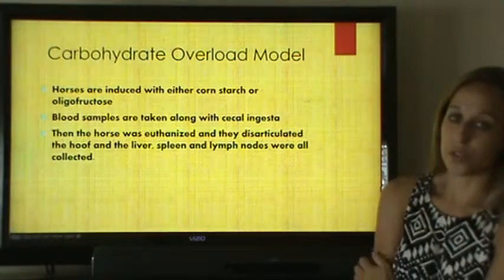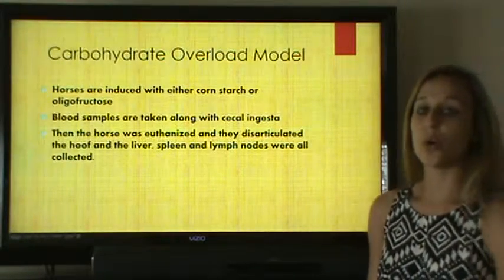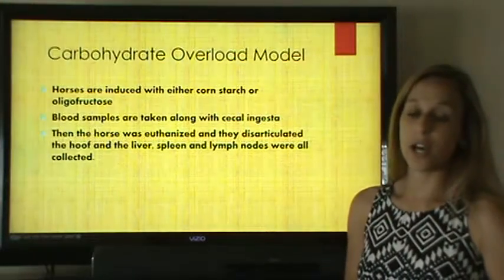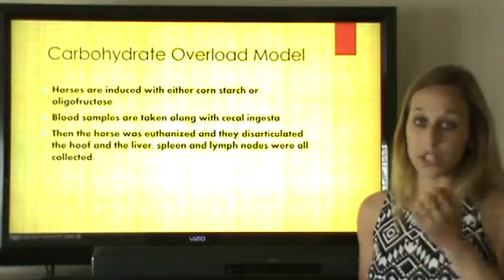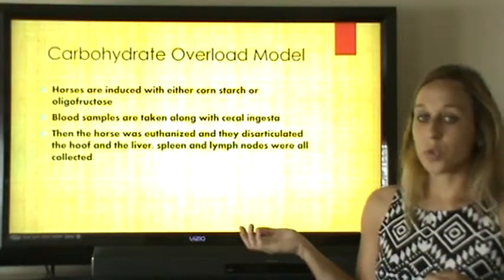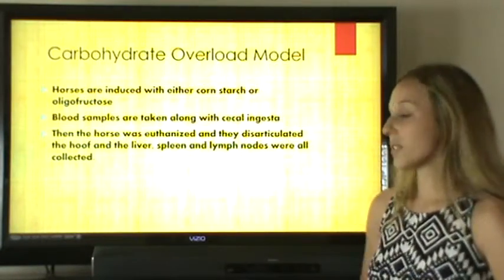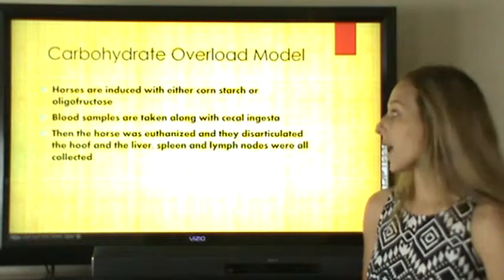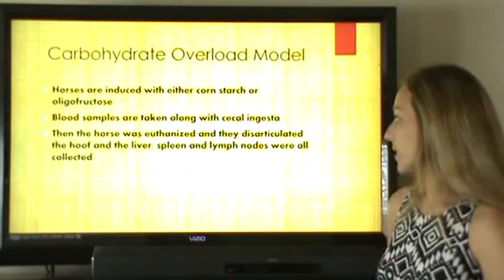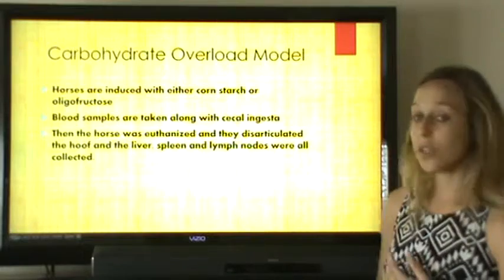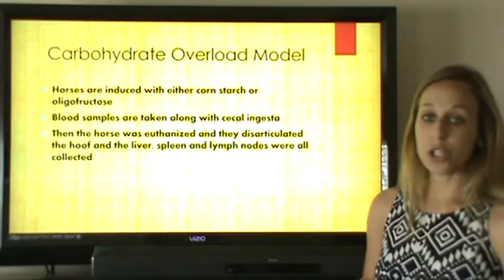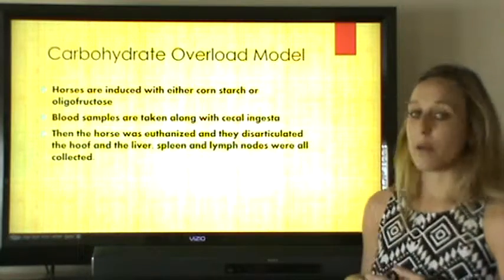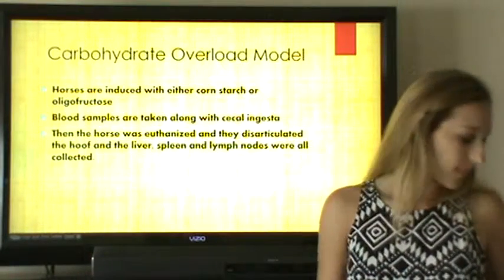The carbohydrate overload model is used to show the effects of what's going on during carbohydrate overload. Horses are induced with either cornstarch or oligofructose. They take blood samples and cecal ingesta samples, and then they euthanize the horse, disarticulate the hoof, and collect the liver, spleen, and lymph nodes in sterile containers.